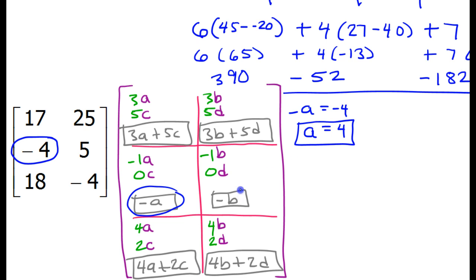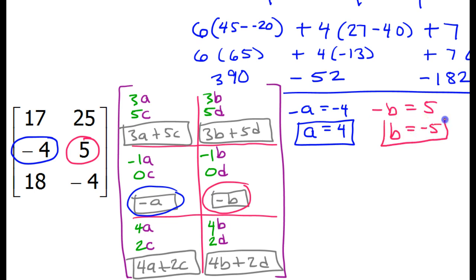Okay, 1 down, 3 to go. But we can do that again with this entry. These must be equal. These are corresponding entries. So that tells me that negative B must equal 5. Dividing both sides by negative 1, that tells me that B must equal negative 5. All right, 2 down, 2 to go.